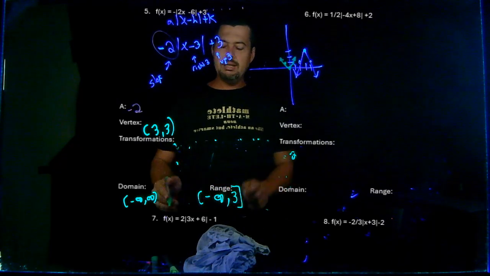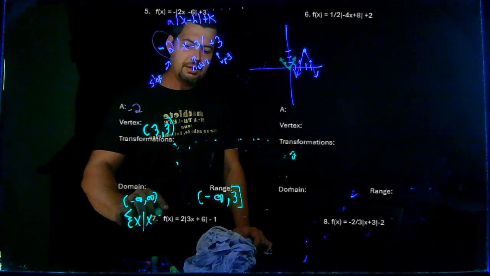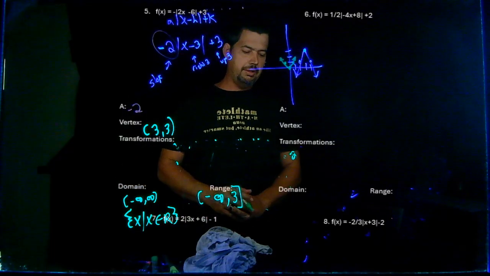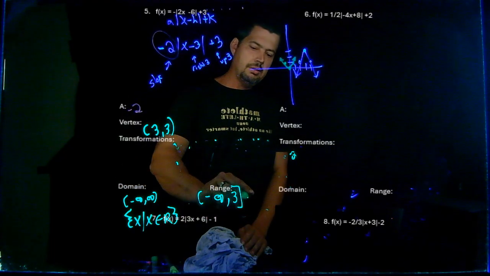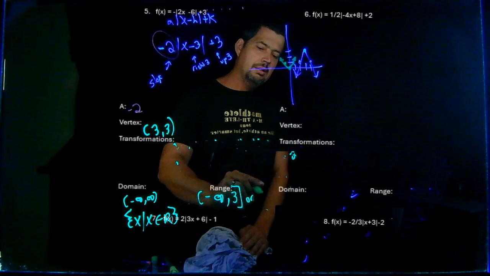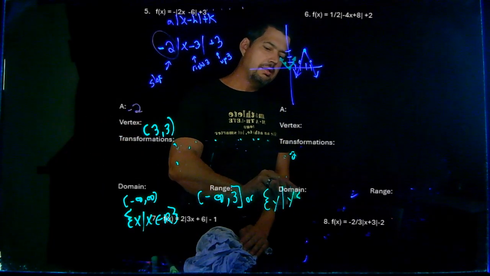And again, set builder notation. All values of x such that x is an element of the reals. Or, over here for this guy, the deal is I'm 3 and less, right? Or all values of y, since it's range, such that y is less than or equal to 3.